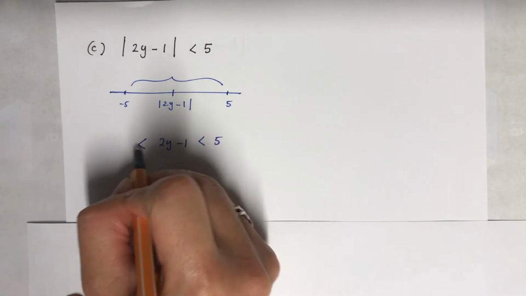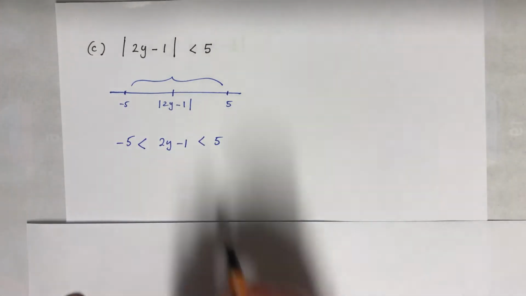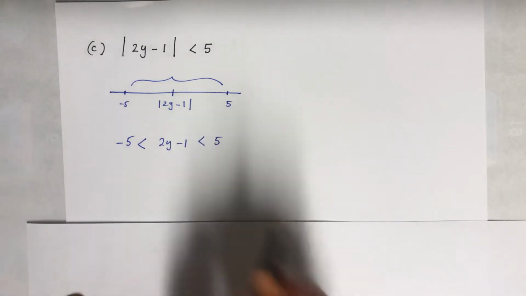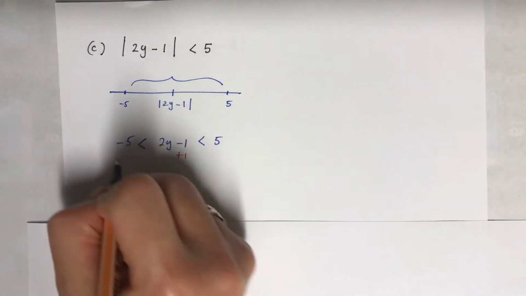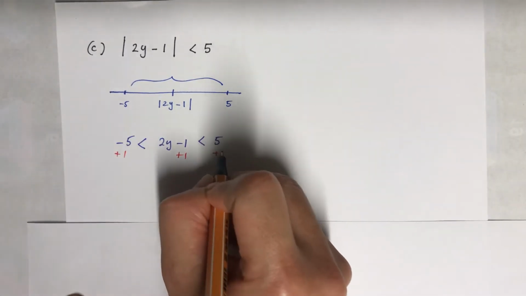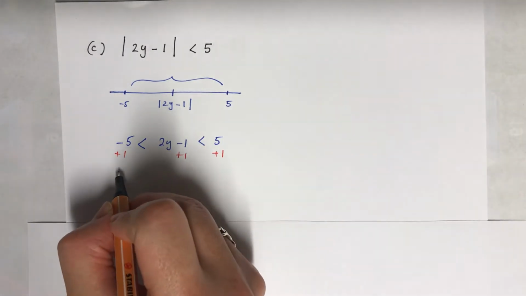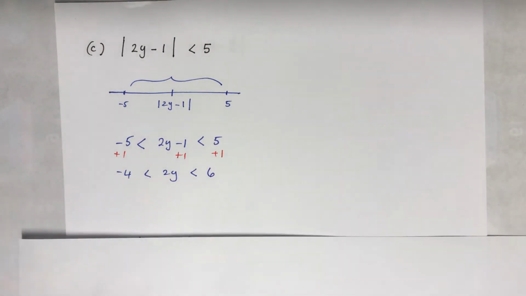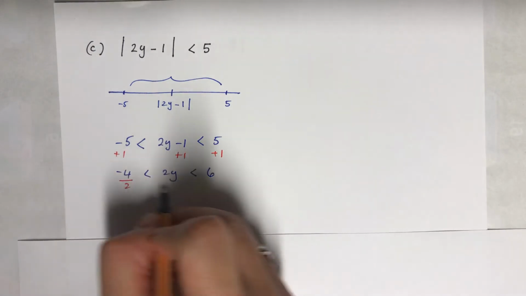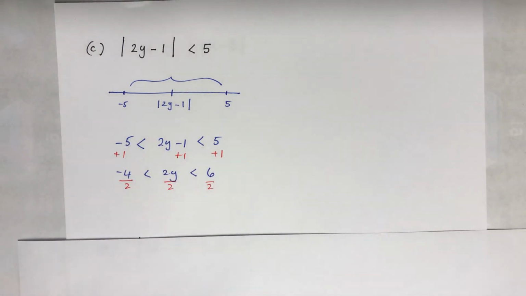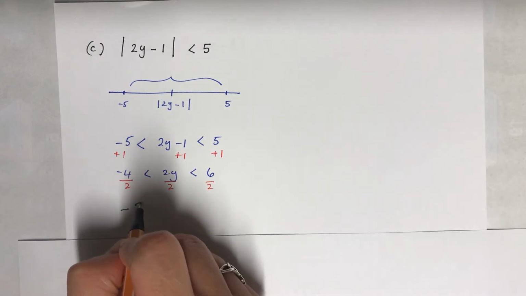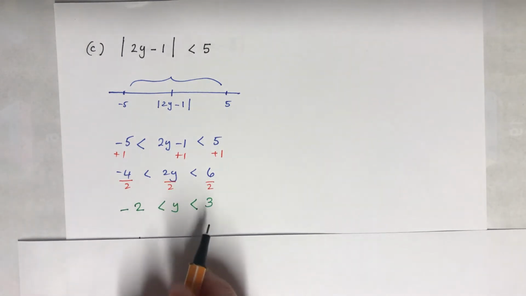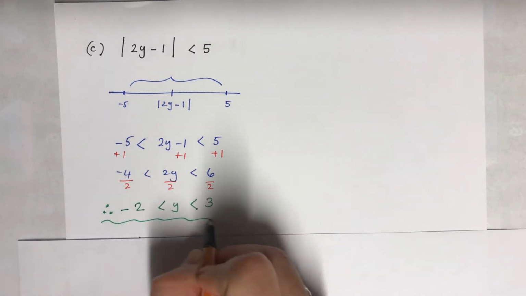So I'm going to put 2y minus 1 in between minus 5 and 5. My aim is to get y by itself in the middle part. So I'm going to do plus 1, plus 1, plus 1. What's that going to be? It's minus 4, 2y, 6. Now I'm just going to divide by 2. What I've got left is minus 2, y, and 3. So y is in between minus 2 and 3. That's my answer.